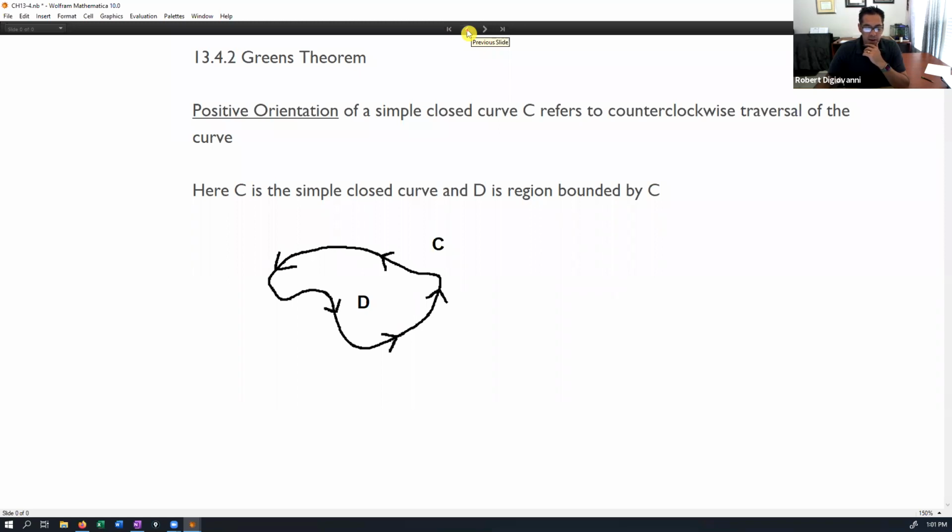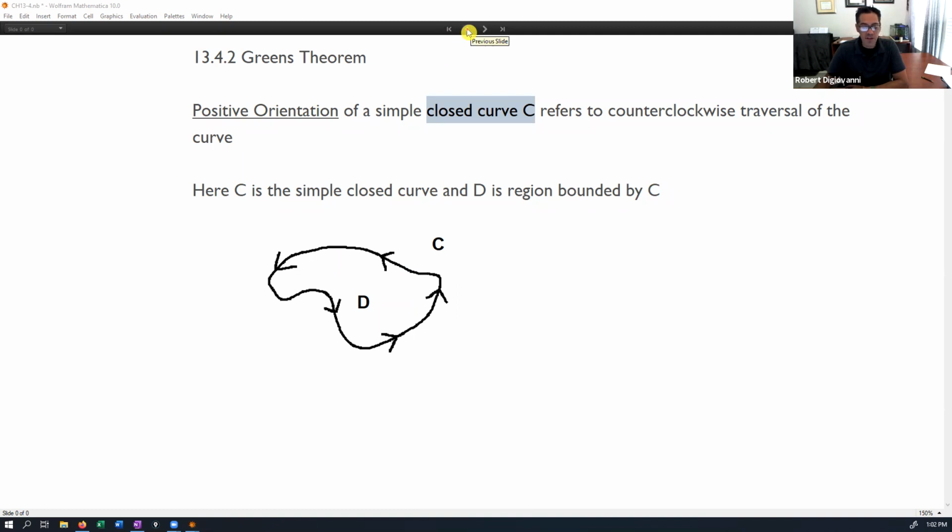Whenever we have a closed curve, that means it's a curve that starts at a point and ends at the same point. So it starts somewhere, goes around, comes back, and terminates here also. So that's a closed curve. Positive orientation means that we are traveling along that curve in the counterclockwise direction. Negative orientation would mean clockwise traversal of the curve. So that's just some language.